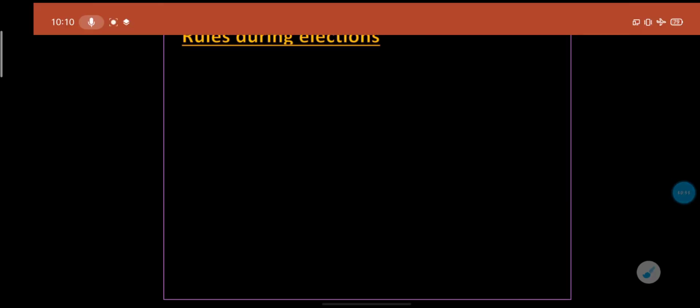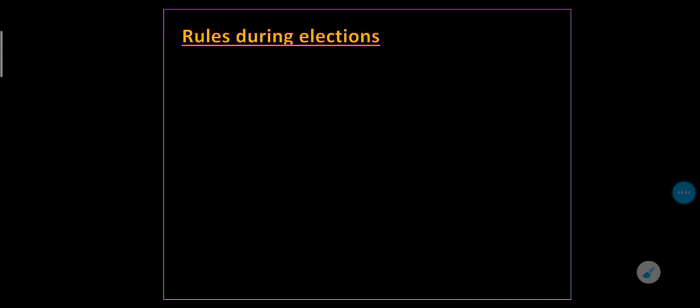But it's not very easy to convince the people, because each and every political party or candidate has to follow some rules during the time of elections or campaign, which are set by the election commission. Within that limitation and those regulations, they have to advertise or promote their campaign.